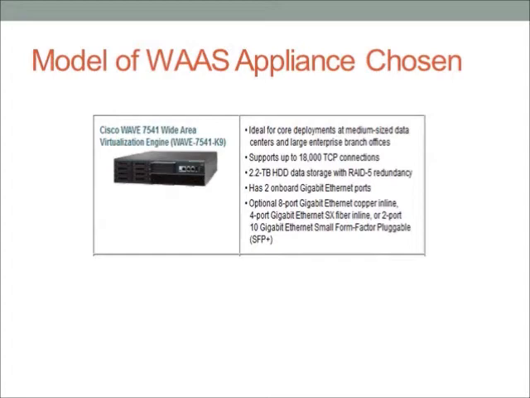And you see from the specs on the Wave 7541, it supports up to 18,000 TCP connections. That's simultaneous TCP flows. It has a 2.2 terabyte hard drive with RAID 5. Then it comes with 2 onboard gigabit Ethernet ports. So with 3 of these, it does triple the amount of TCP connections. It triples your storage. So you can take all of this and multiply it times 3 for a real feel.